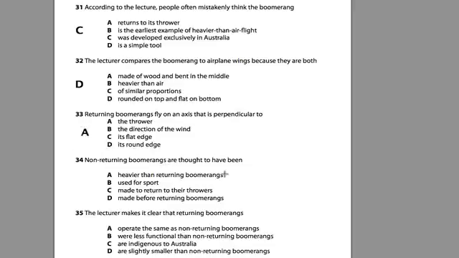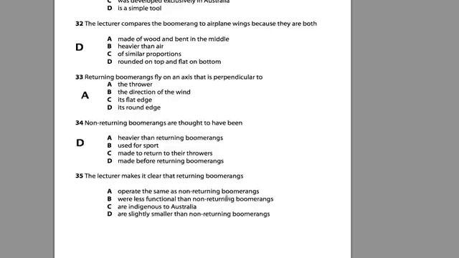Non-returning boomerangs are thought to have been heavier than returning boomerangs, used for sport? Not that, because we know he mentions that returning boomerangs were used for sport and fun. Made to return to their throwers? No, because it's a non-returning boomerang. Made before returning boomerangs? And letter A is not mentioned, so the answer is D, made before returning boomerangs. In the recording, he says that anthropologists believe that they had a purpose, which was hunting, and therefore they were likely made before the returning boomerang was made.